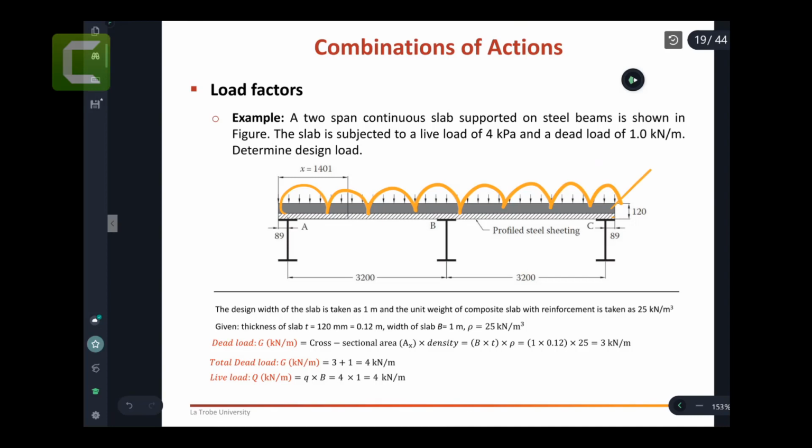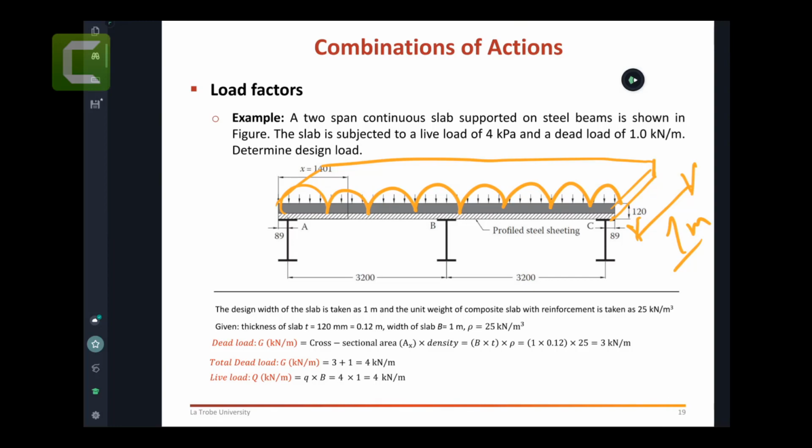We're assuming we have 1 meter length of this slab. We're going to do much more comprehensive examples. So this is 1 meter width for the floor, and we need to find the line load, this orange line load. How to find it? We're just going to go through what I showed you just before.